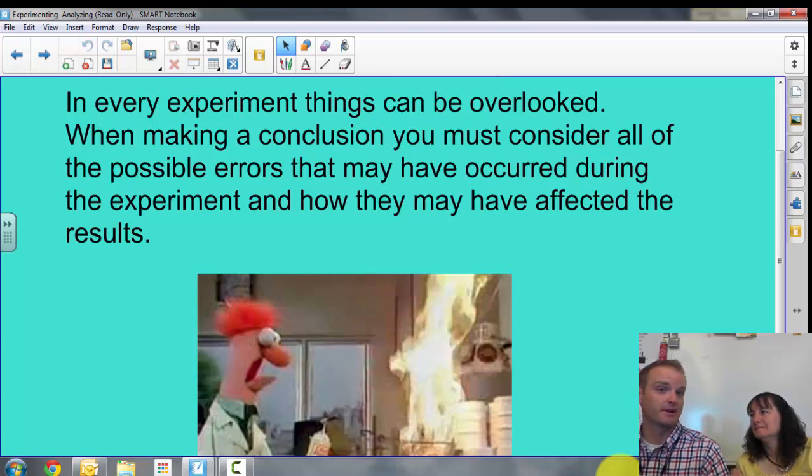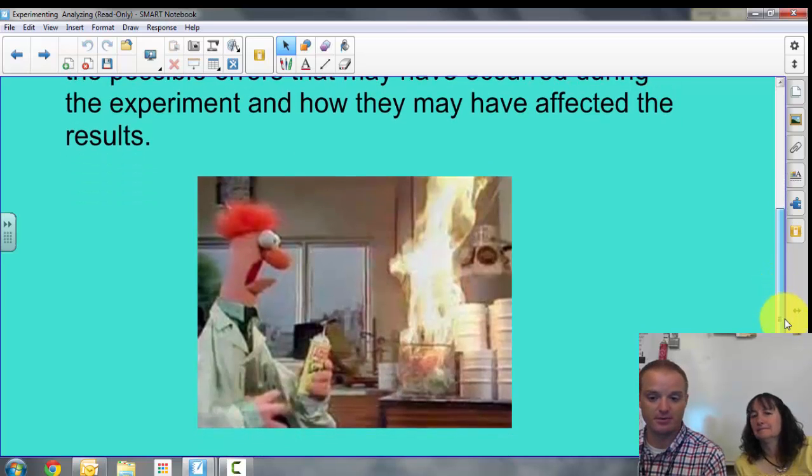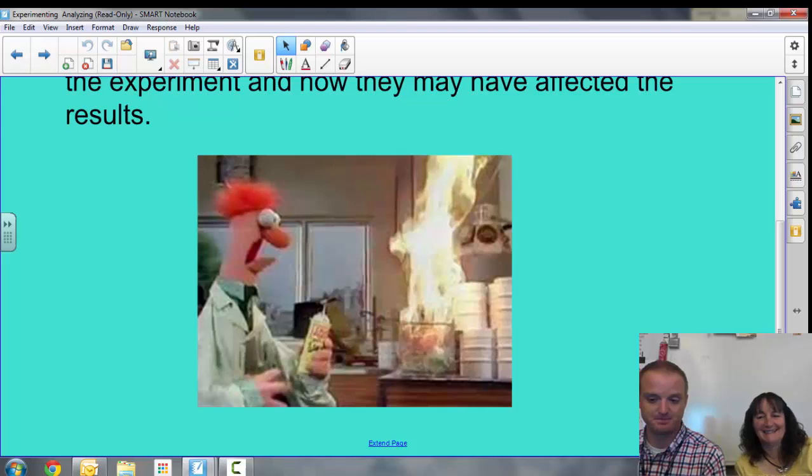Those could have affected how the plant grows. Maybe one side of the room had more of a breeze than the other side, and that could have affected it. Maybe different temperatures. Maybe one plant was by the heater and one wasn't. So all those tiny things: how could they affect, or could they affect, the results of your experiment? That's where we identify looking for errors, and a nice beaker picture there.